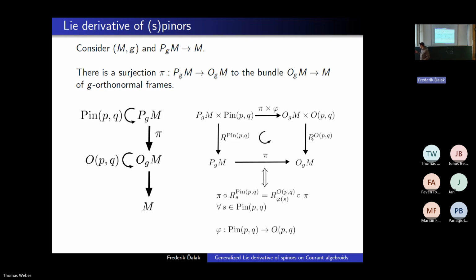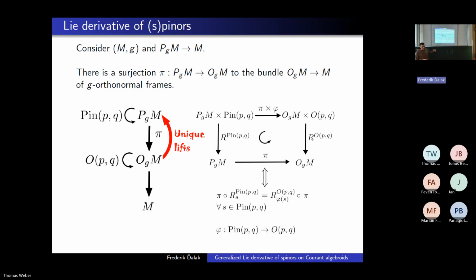And now, because of these nice properties of pi, you can construct unique lifts of the vector field flows and also the vector fields themselves from the total space of the bundle of orthonormal frames to the total space of the pin bundle. This is a key trick in the process of constructing the Lie derivative, which is, by the way, why I chose this very cool font to denote this step, to attract your attention.